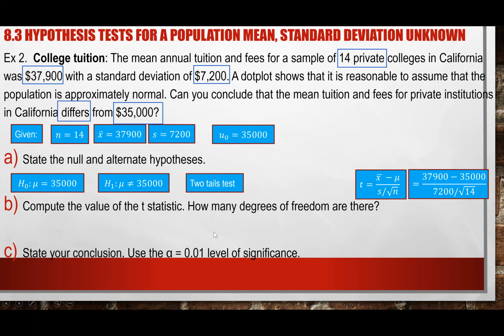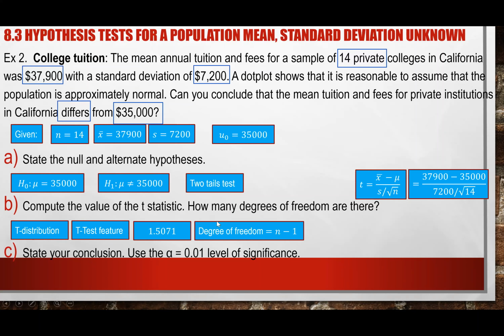Or you can use your calculator and use your t-test, right? We know that they ask us for the t statistic, so we know that it's a t-distribution. And if it's the t-distribution, we are using the t-test feature. If you do this on your t-test, you will have 1.5071. Or if you plug this number in your calculator, you will get that number too.